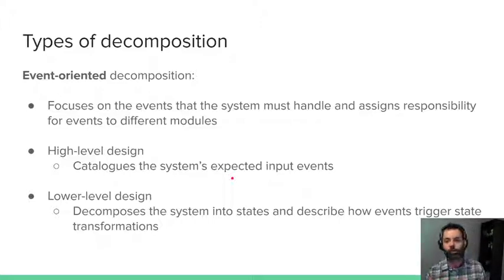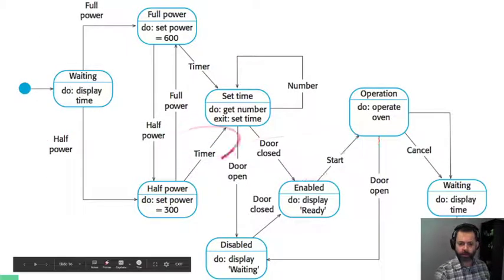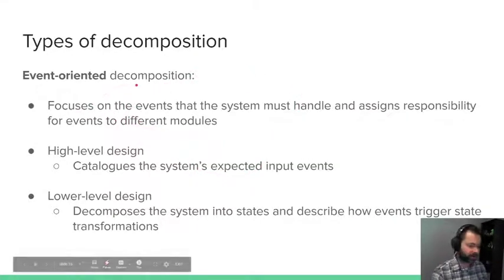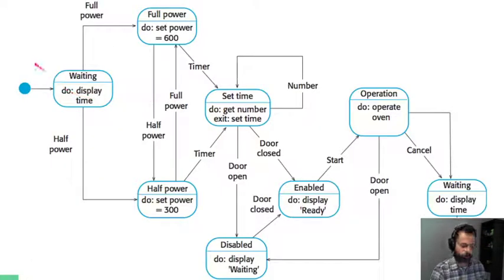So key here would be to take this event and show how it's linked up to your different processes or modules or even states. So if you're trying to figure out how event-oriented decomposition would look, consider almost like a state diagram. We didn't really talk about state diagrams. I said we might get into it if we had time.